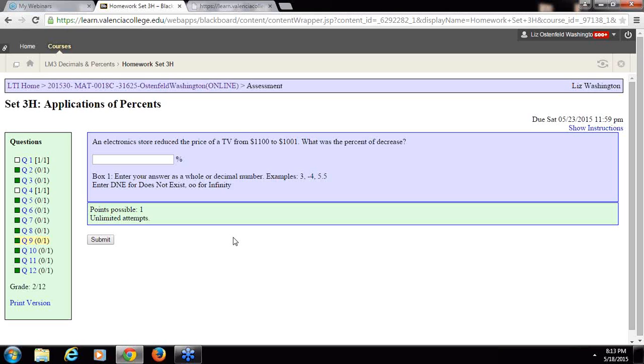Anybody getting close? No? Okay. Well, first things first, we have to figure out what fraction we are supposed to be writing. So it wants to know the percent of the decrease. It gives us the original and it gives us the new price.